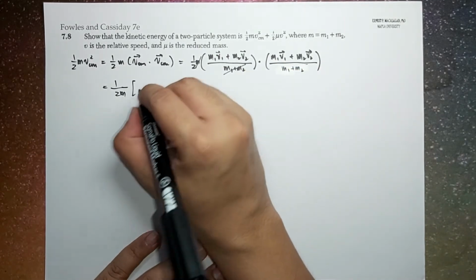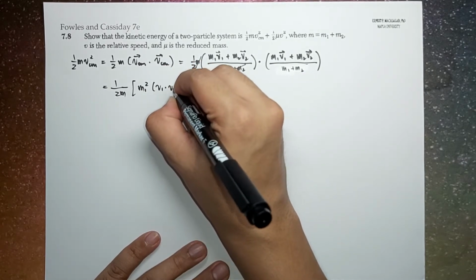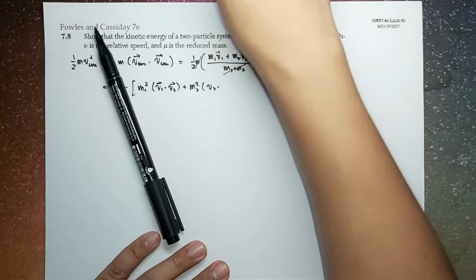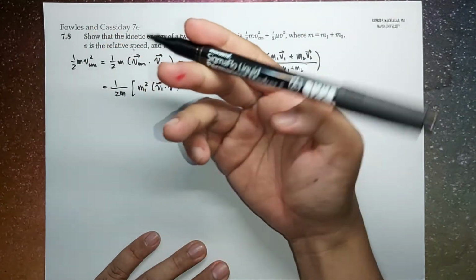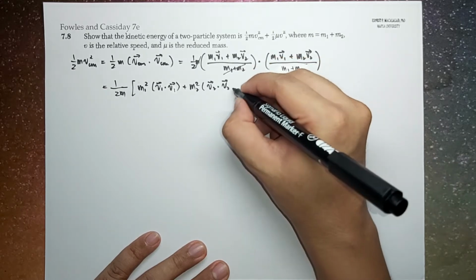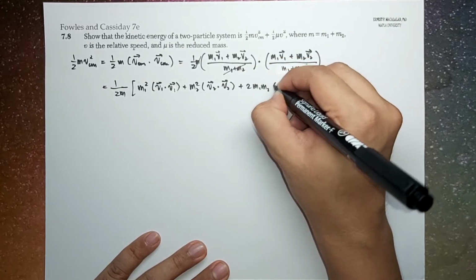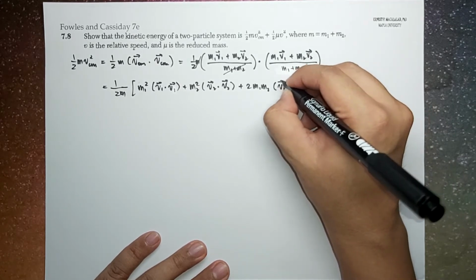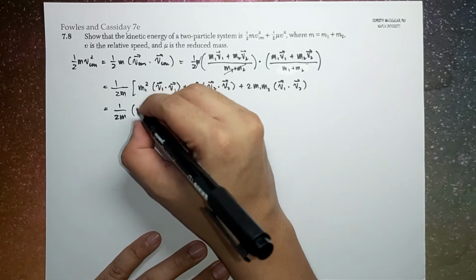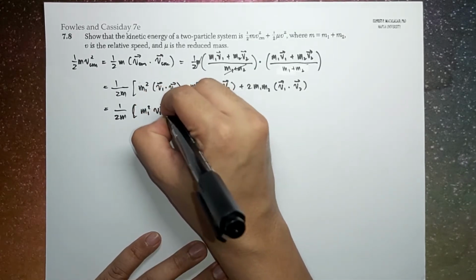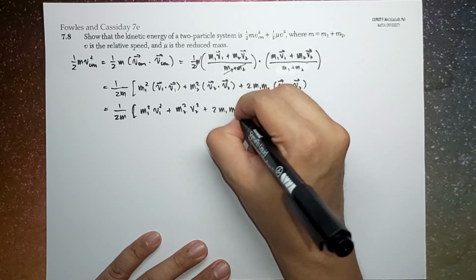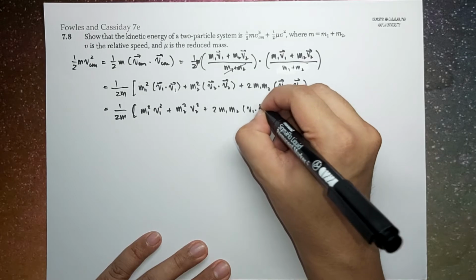dot product. So this is m1 squared times v1 dot v1 plus m2 squared times v2 dot v2, plus 2 m1 m2 times v1 dot v2, which gives us 1 over 2m times m1 squared v1 squared plus m2 squared v2 squared plus 2 m1 m2 v1 dot v2.